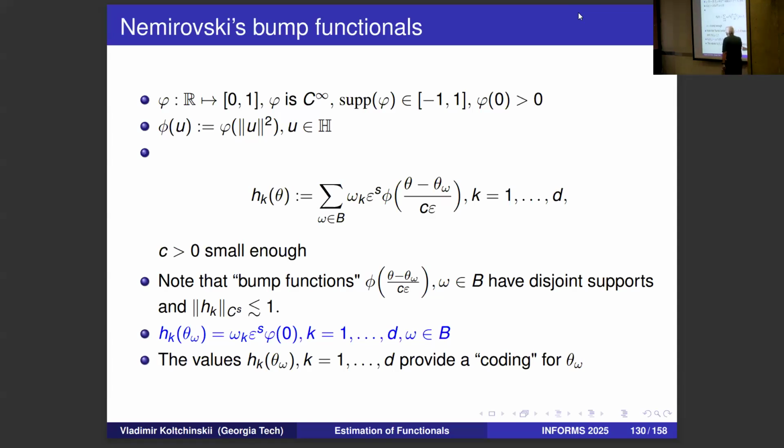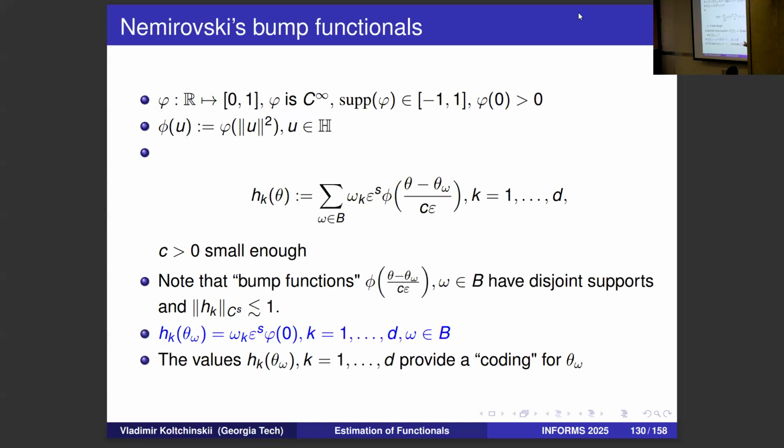And this is a very important observation here: it's immediate that if you compute the value of these functionals at theta omega, it will be equal to this thing. And what it tells us is that the values of functionals hk, k from 1 to d, they're defined from k equal 1 to d.